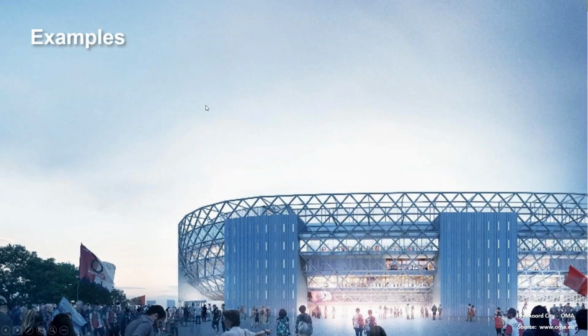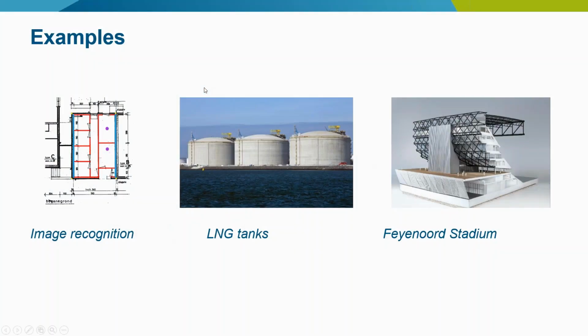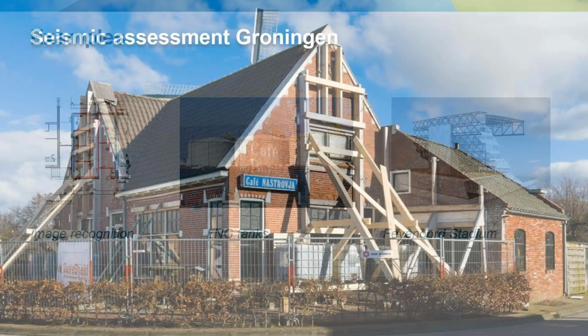So now let's go to the examples. I will show 3 examples, and all of them contain a little bit of parametric design, but also of the other topics of digital engineering. The first one is about image recognition. The second one is about LNG tanks, and the third one is about the Fine Arts Stadium.